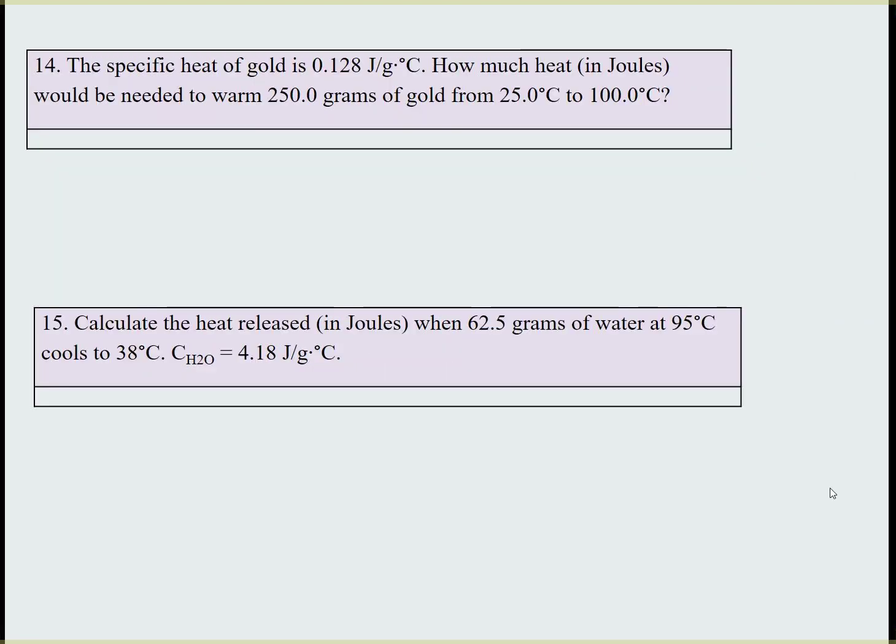So we have the specific heat of gold. Remember, that's our C. So in the last problem, we used the specific heat of water. This is the specific heat of gold, and it's asking how much energy to heat up 250 grams of gold from 25 to 100. So I'm going to use my formula, Q equals mc delta T. My mass is given to me, 250 grams. I have my specific heat.